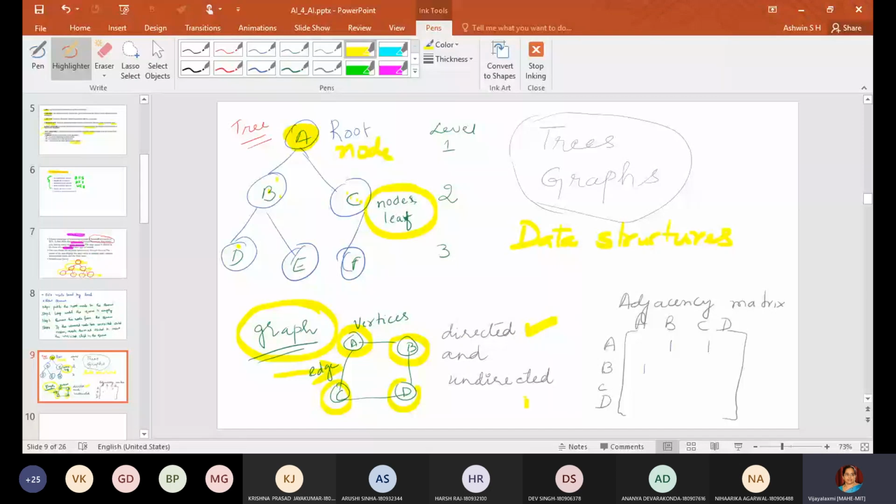And one important thing in graphs is that graphs may be directed or undirected. Okay, so if there is a direction from A to B, or B to C, or C to A, or D to C, something like this, if you see an arrow, then we call it a directed graph. Okay, if you don't see any arrow, then it will become an undirected graph. Okay, if it is undirected, it is very easy to use these algorithms.